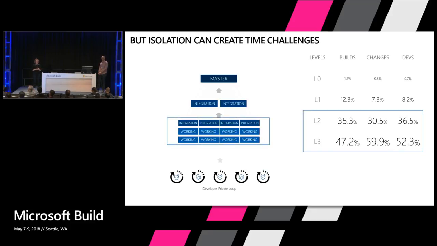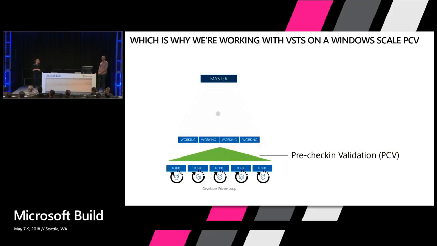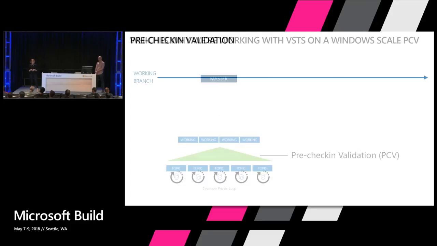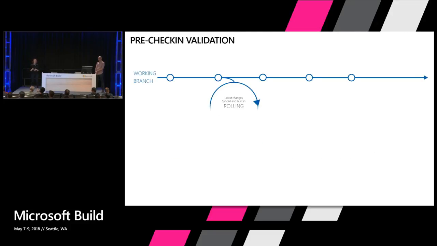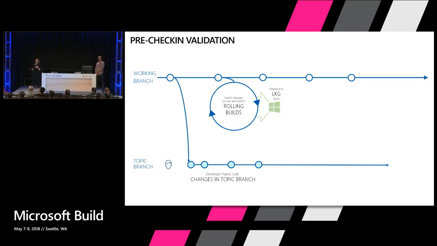So the next place we want to go that we're partnering with our friends in VSTS on is how do we do pre-check-in validation at scale? Not a new concept in the industry, not a new concept for many of you, but for us, the challenge remains, how do we get that to happen for 7,000 folks working across all of that code and all of those repos? Our concept on this is a familiar one. It's to have the working branch create a set of rolling builds. The rolling builds would have a last known good build that you, as a developer working in your local topic branch, could create your changes and create a pre-check-in build.